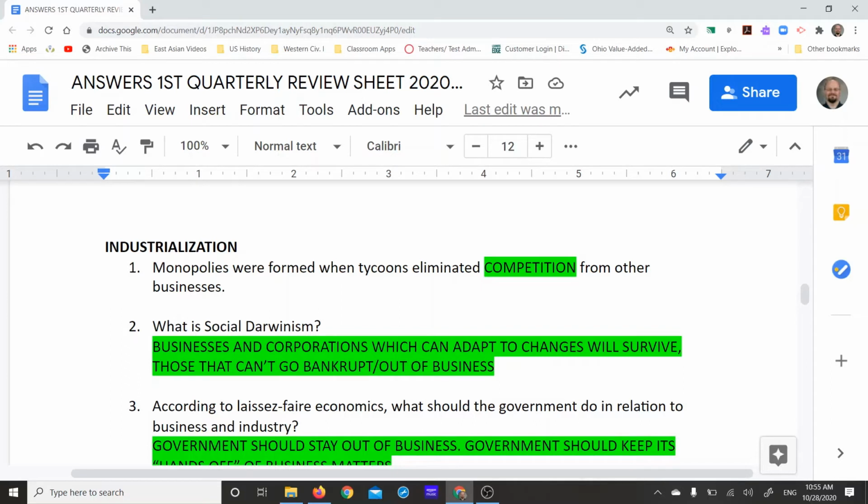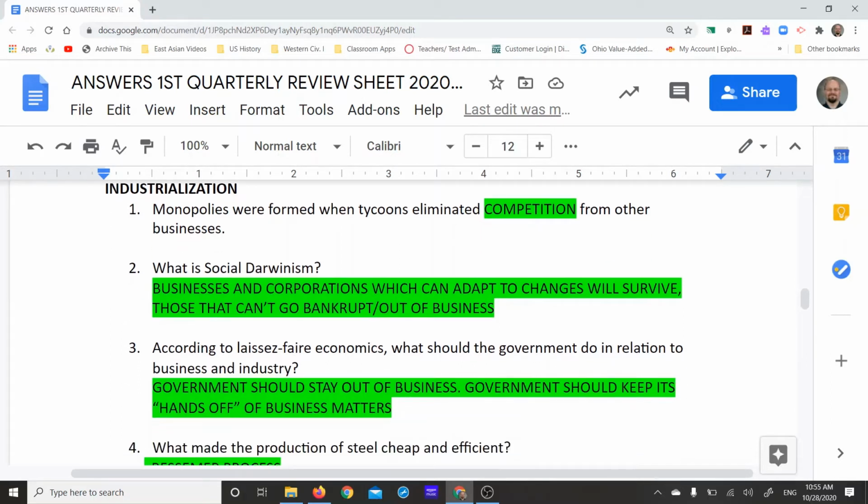According to laissez-faire economics, what should government do in relation to business and industry? According to laissez-faire economics, government should stay out of business. Government should keep its hands off business matters. Hands off is the translation of laissez-faire. Government just tends to muck things up under this theory of economics and should not mess things up, should let business do what business does.